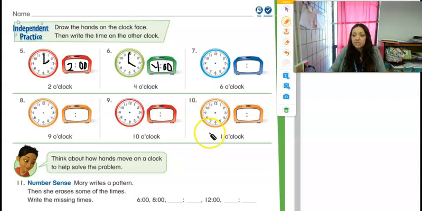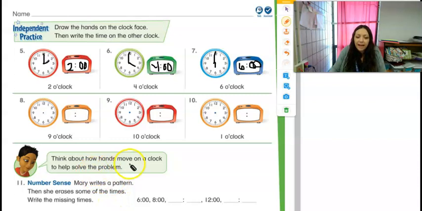We're going to try one more since you guys are doing so great at it. 6 o'clock. Shorthand towards the 6, longhand towards the 12. 6, 0, 0. Very good. On number 8, 9, and 10, you guys can do those on your own so you can practice, but I want us to try this tricky problem down at the bottom.